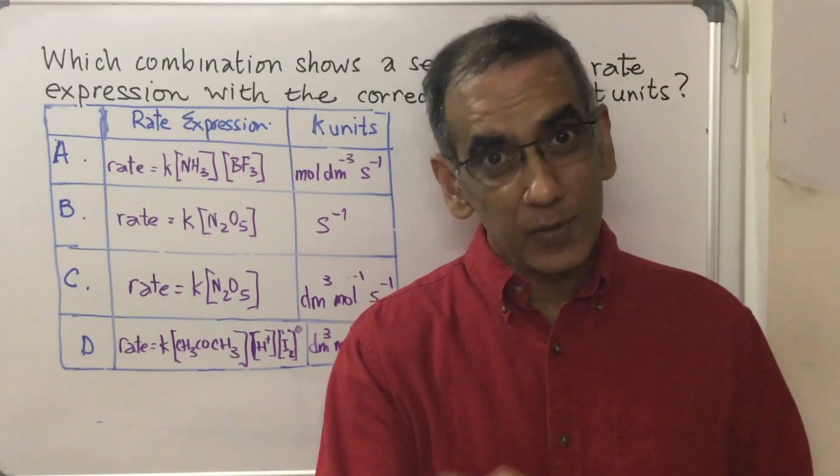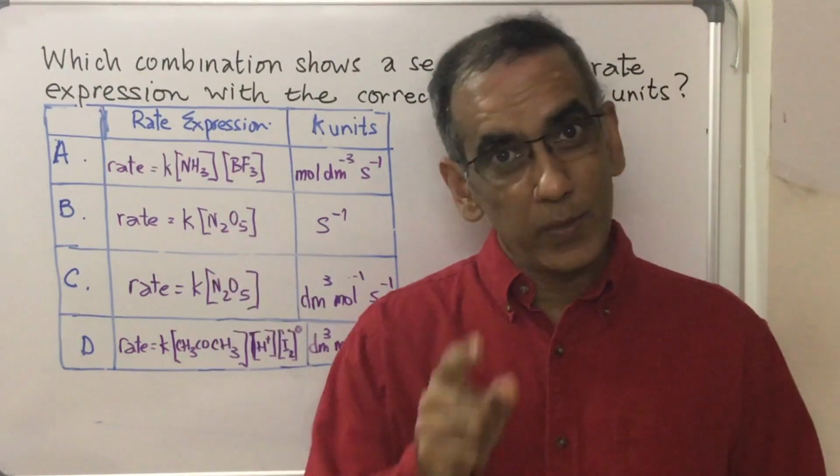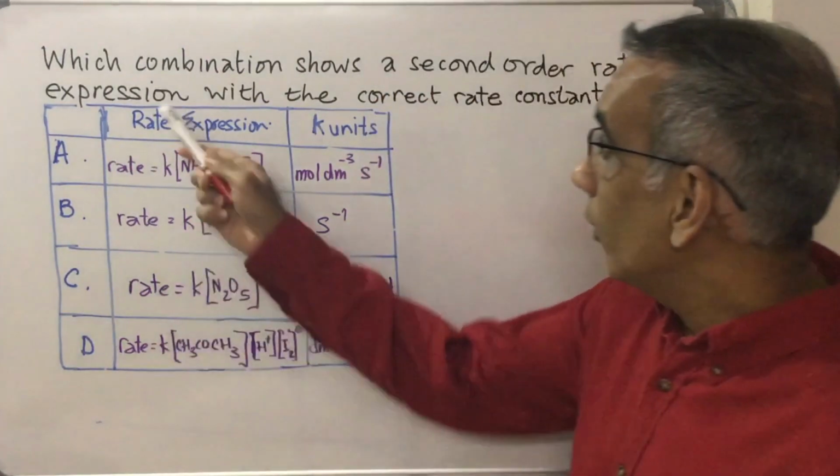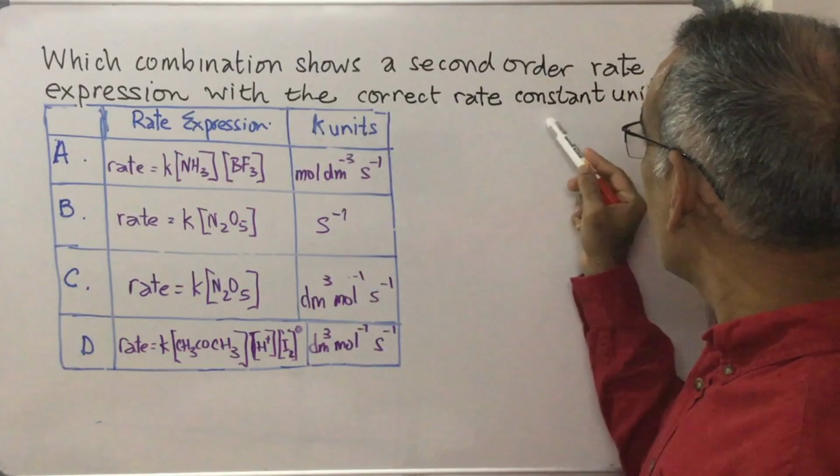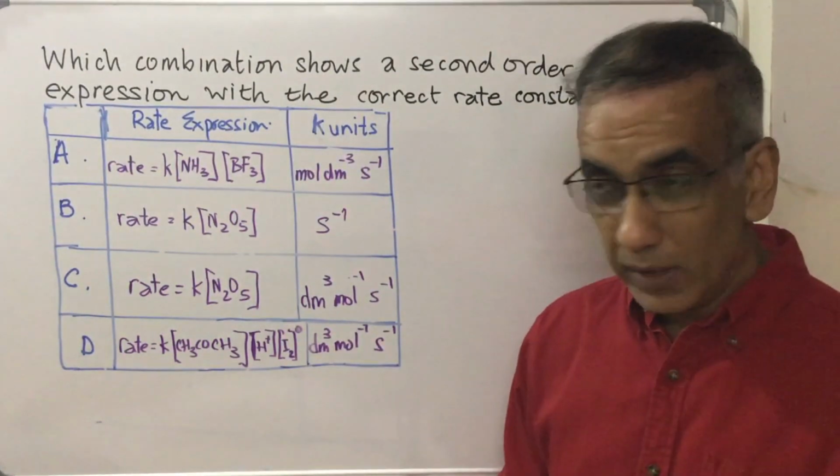Hello and welcome again as we look at yet another multiple choice question for IB Chemistry. Which combination shows a second order rate expression with the correct rate constant units?